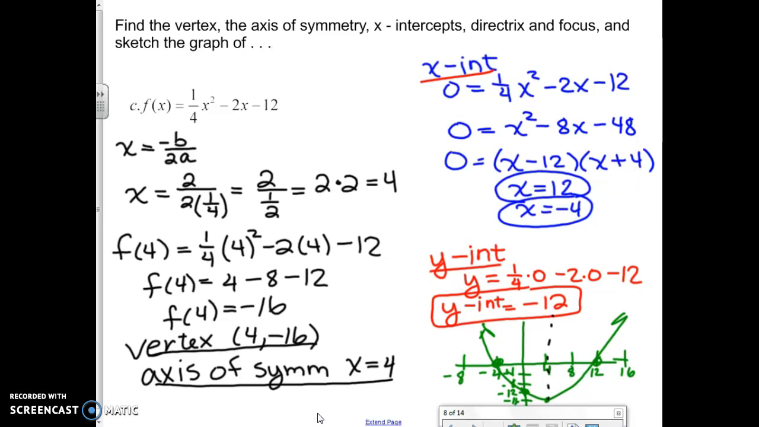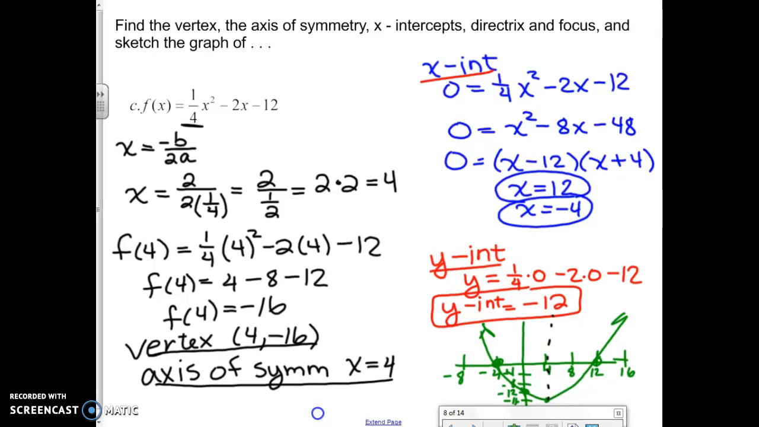I just pulled up another example and did all the work, so you can pause this and look at it until it makes sense to you. I did come in and find my vertex, so I did the opposite of b over 2a and I got 4, so that is h. Plugged it in and I got my negative 16, so my vertex is at (4, negative 16). I know it opens up because a is positive, and I also know it's going to be wider because a is a fractional value. It is less than 1, which is going to stretch it out and make it a wider parabola. Axis of symmetry is at x equals 4.